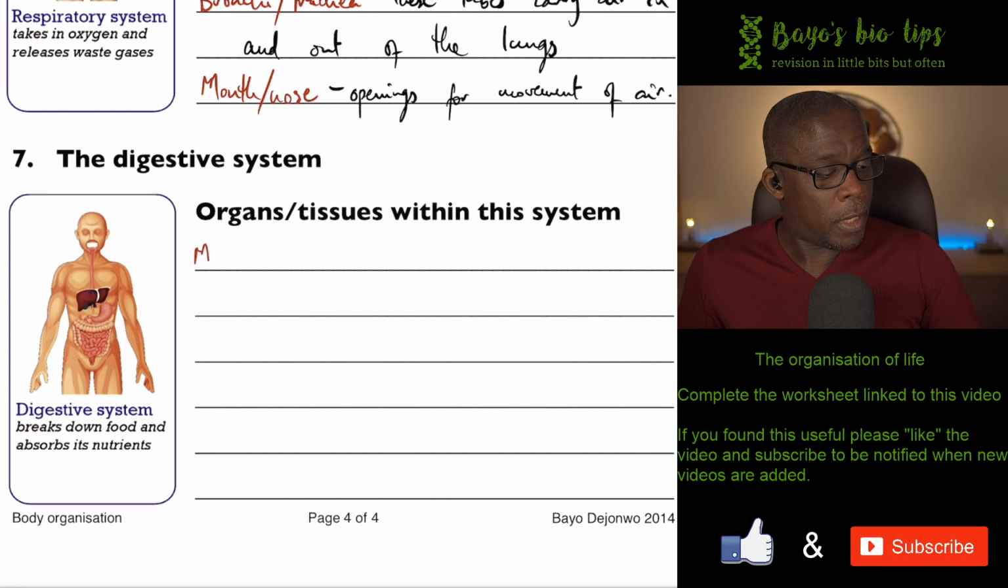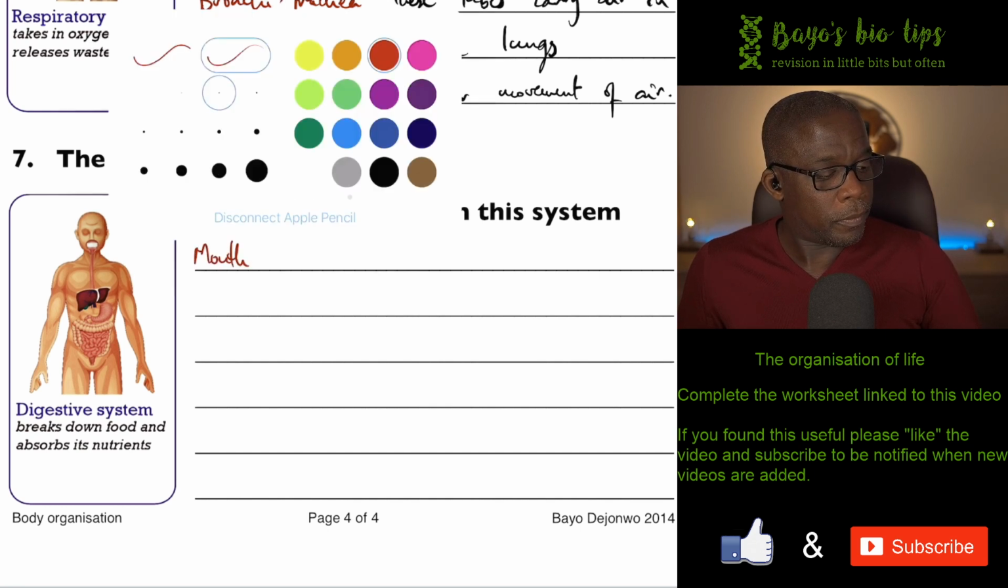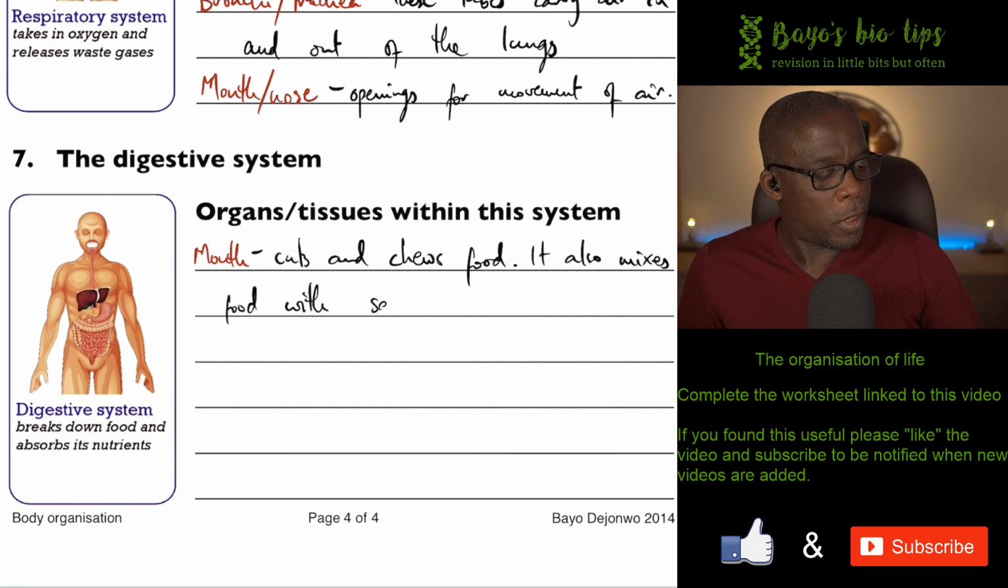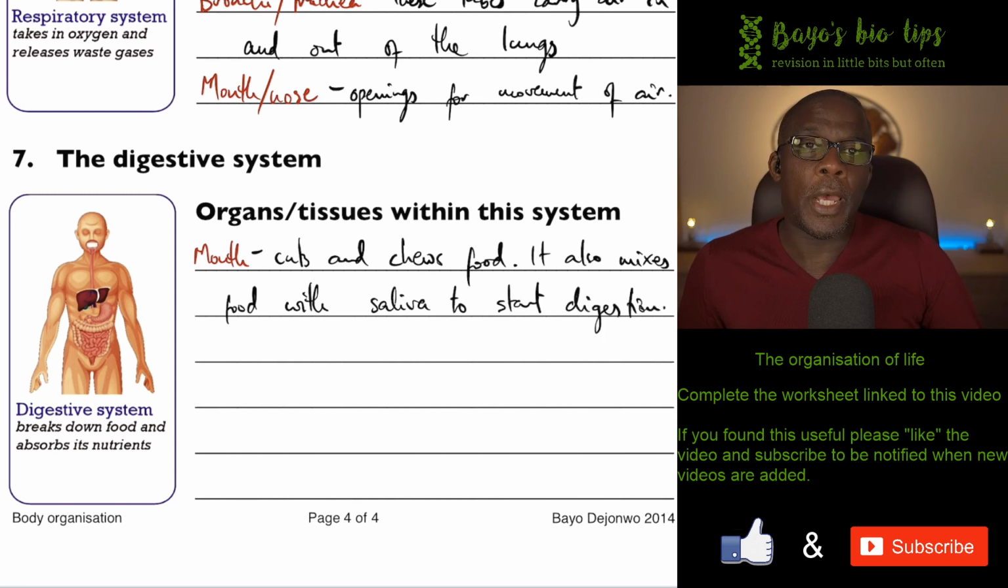Let's start off at the beginning with the mouth, which cuts and chews food. It also mixes food with saliva to start digestion. So the saliva actually contains salivary amylase, which starts the breakdown of starch, which is a complex carbohydrate.